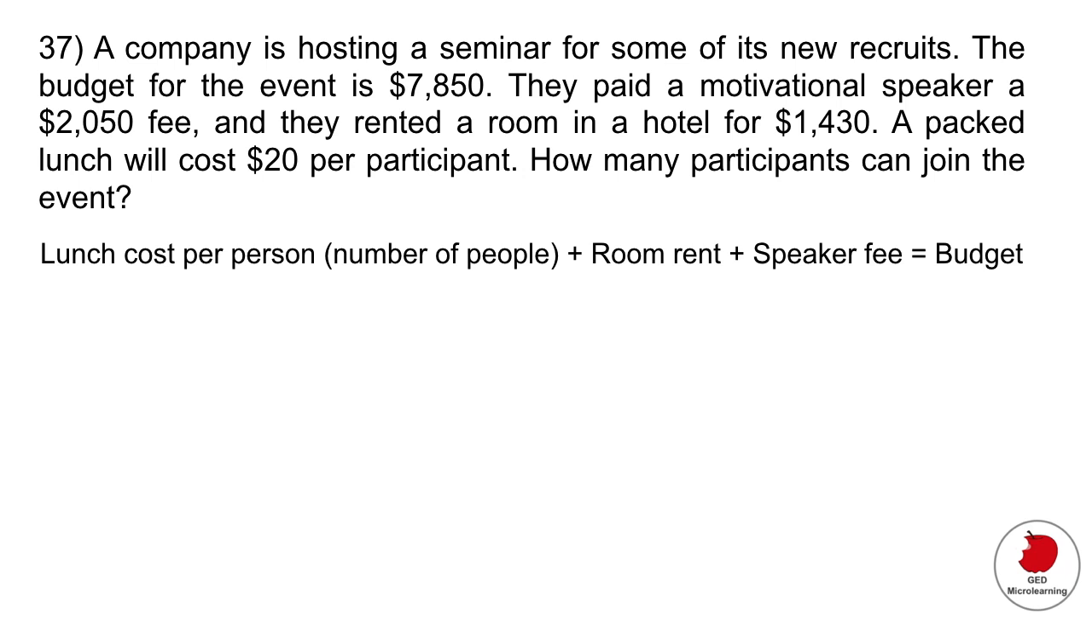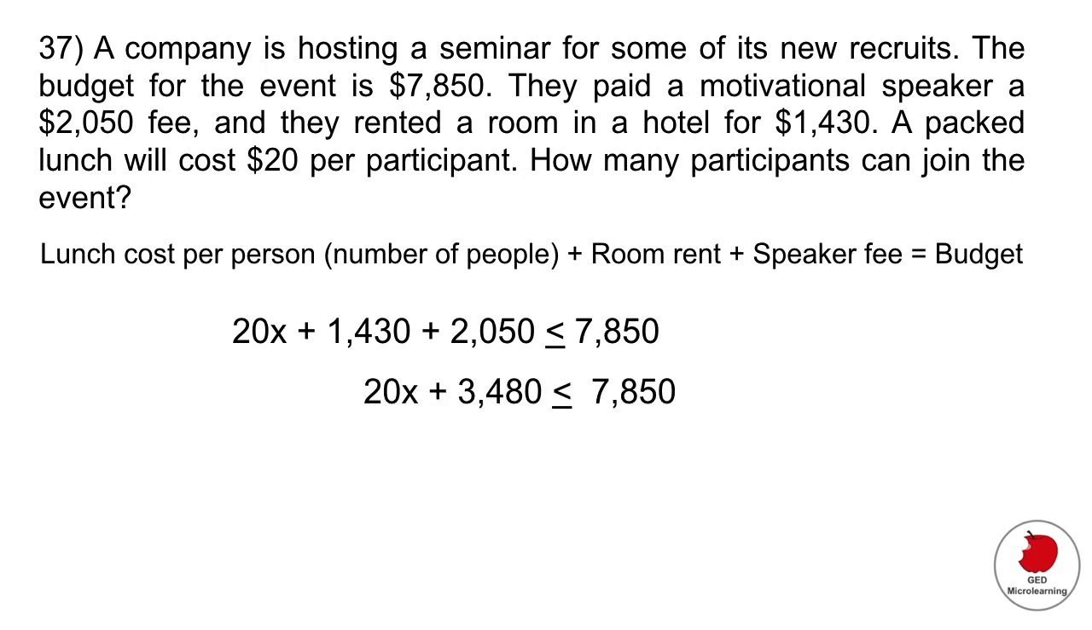Okay, so if we plug numbers in, it would look like this. We don't know how many people are attending the event. That's what we want to find out, so that is the x value. On the left side, you would add up, first of all, the cost of the room rent and the speaker fee to simplify it, clean it up a little bit.